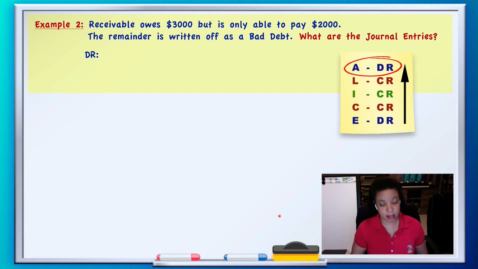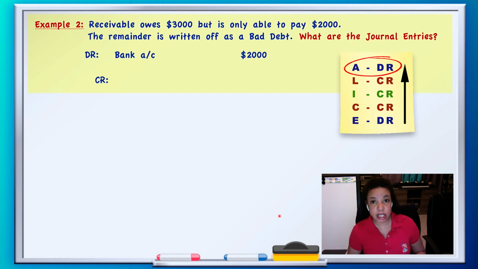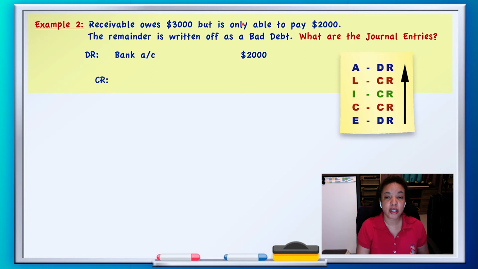We're going to debit that. So I like to put bank. If you put cash, you will still get it correct. How much did we receive from him or her? $2,000. So in accounting language, you see debit bank $2,000. What that means in normal language is that our bank account increased by $2,000. So we received $2,000 cash in bank. Simple.